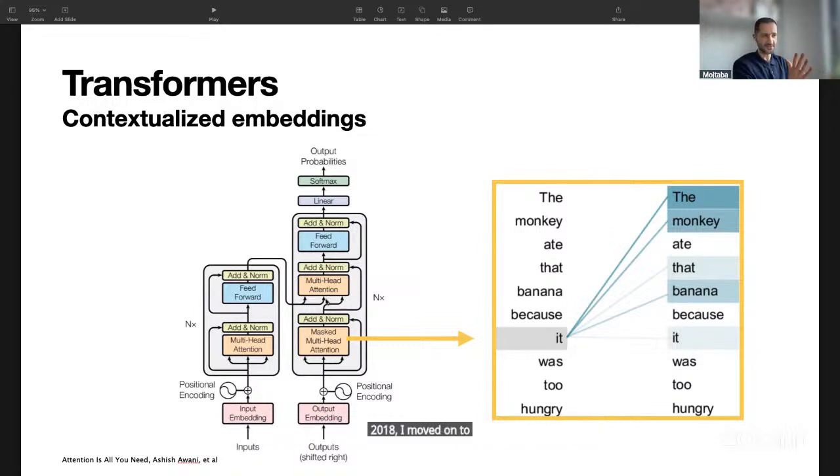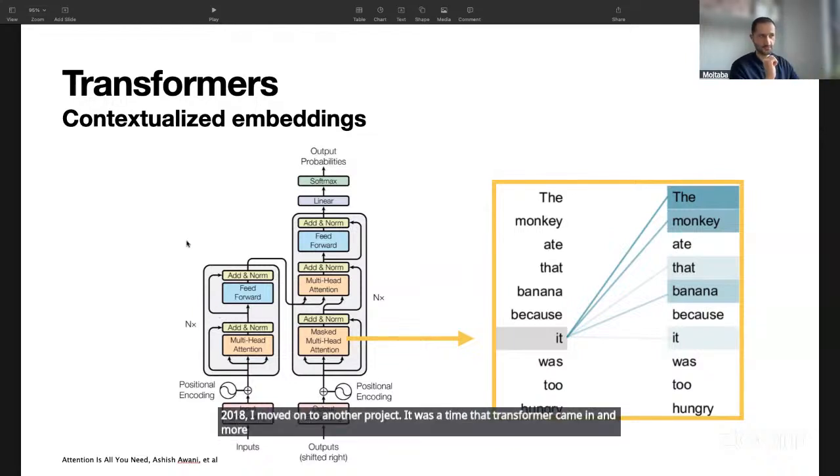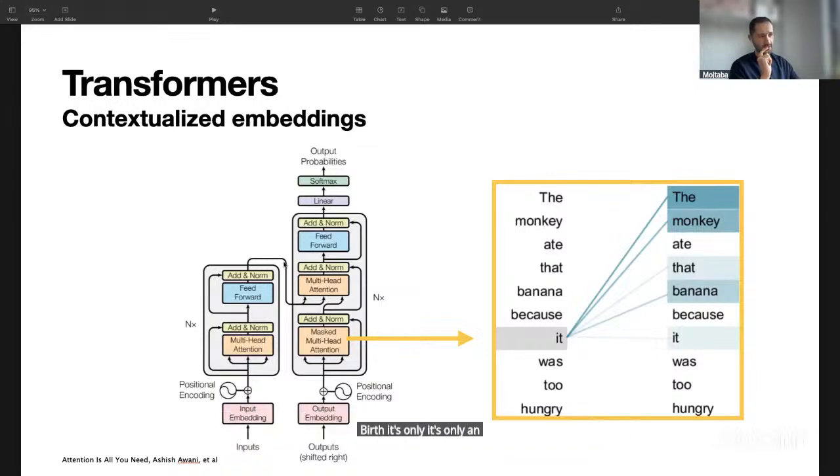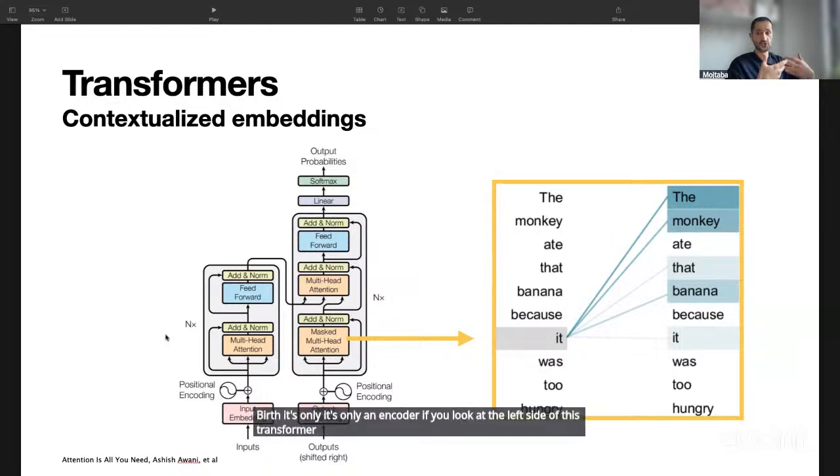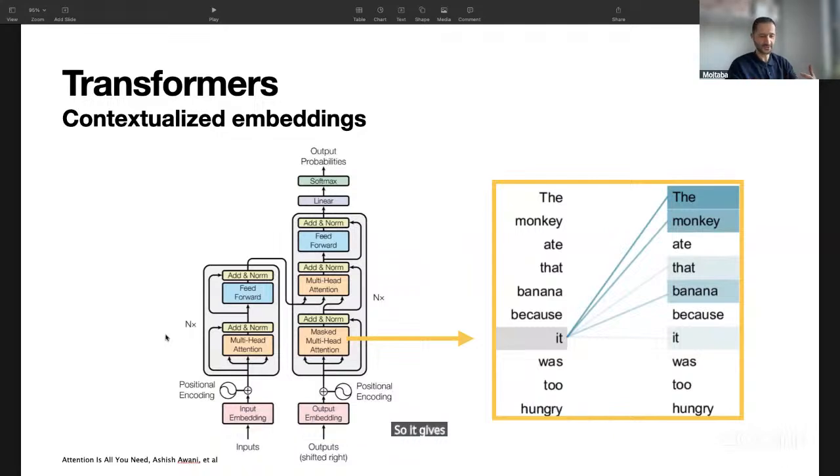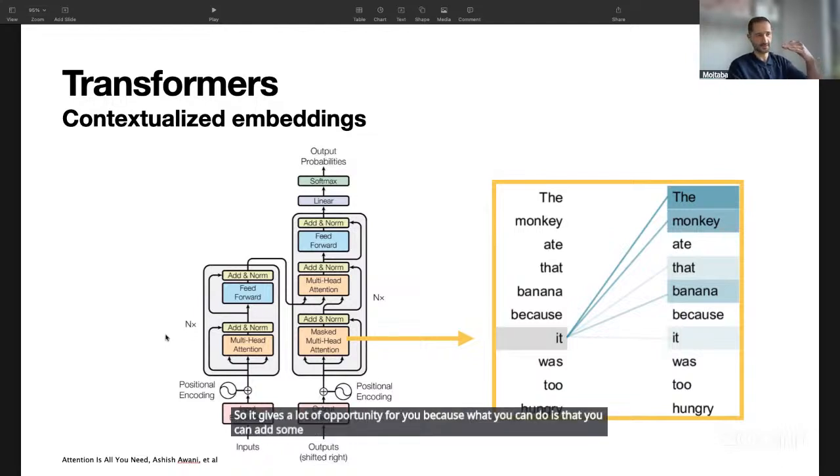It was the time that the Transformer came in, and more specifically BERT from Google. BERT is only an encoder, if you look at the left side of this transformer, meaning that it's going to generate a contextualized embedding for you. That gives you a lot of opportunity, because you can add some dense layers on top and train it based on your dataset.